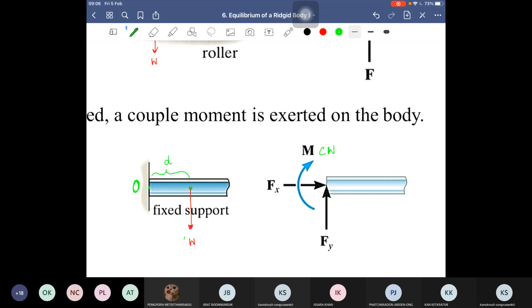And for translation, this beam, acted on by this weight, tends to move downward. So for the force, we have one force Fy to resist it. And for Fx, again, it has to exert the reaction force to resist the movement of this beam.